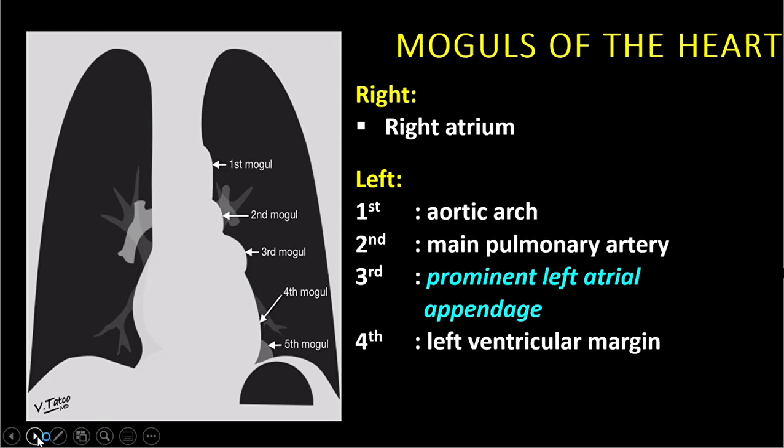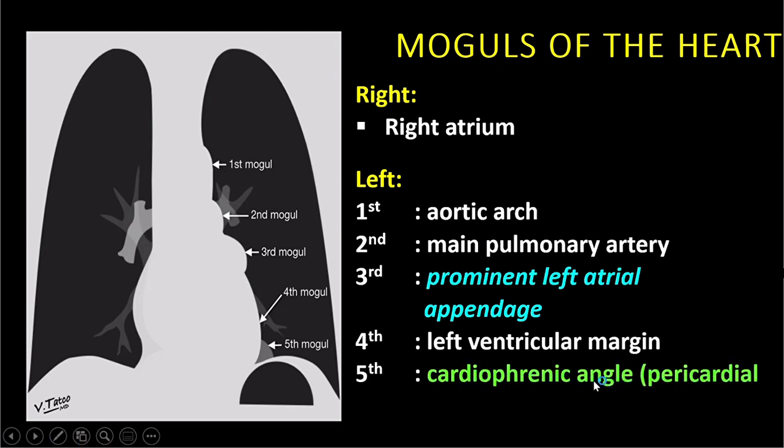So at this point, what's normal is the aortic arc and main pulmonary artery. When you see the third mogul, that means there's something wrong. The fourth mogul is also normal. It would be the left ventricular margin. And lastly, you have the cardiophrenic angle. The cardiophrenic angle, the fifth mogul, usually represents the pericardial fat pad, but at times it also represents other cardiophrenic pathologies.